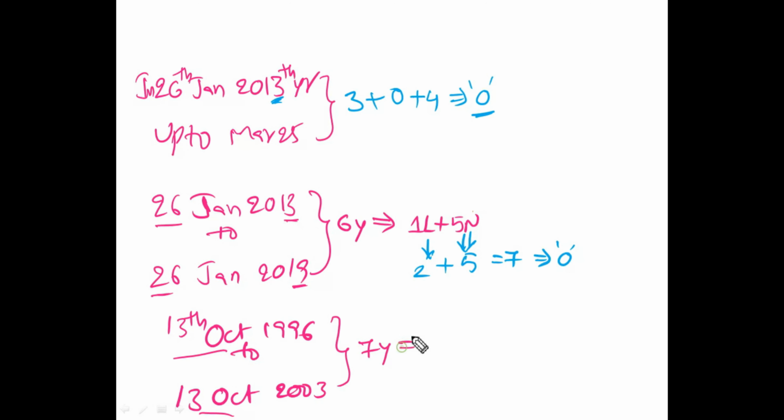So in these 7 years how many leap years will be there? There is only one leap year and remaining 6 are normal years. One leap year consists of two odd days and 6 normal years consists of 6 odd days. 2 plus 6 is 8, 8 is nothing but one odd day. One odd day will be there.